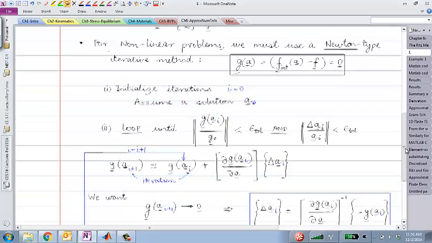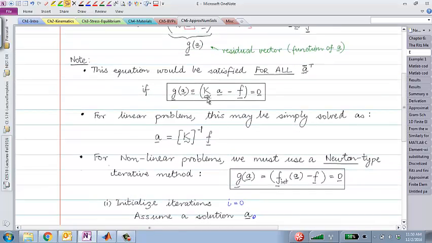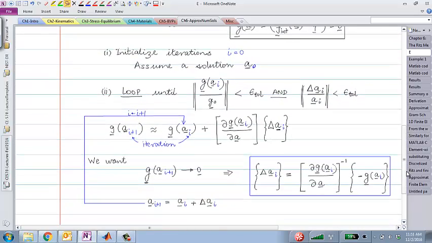Just a side note, for non-linear problems, the residual function, as I said, may not be a linear function. This K times A is a matrix times a vector. This is a linear function of the unknown coefficients. For non-linear problems, this can be a possibly non-linear function which denotes internal force. K A is the internal force in linear problems. So if you have a non-linear problem, you have to do iterations to solve it.